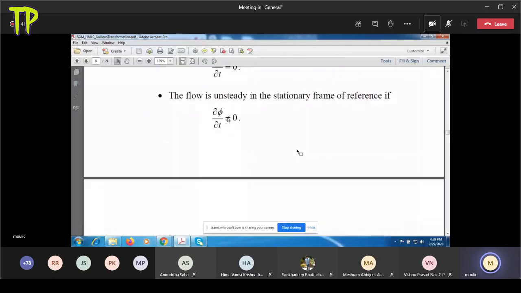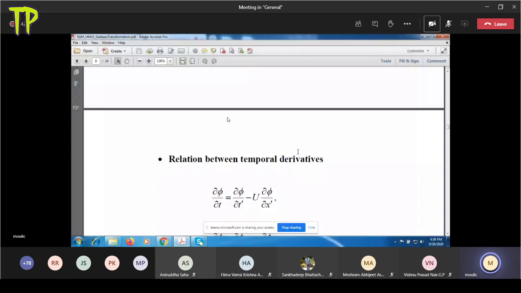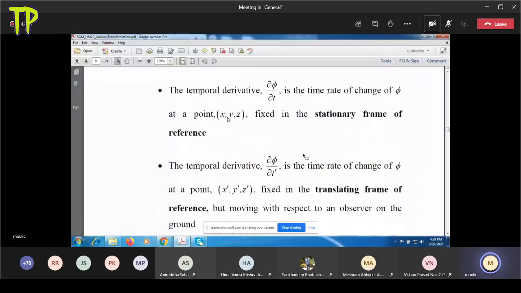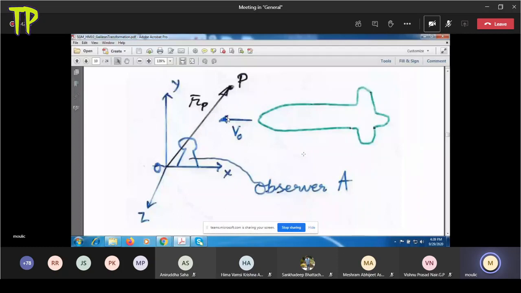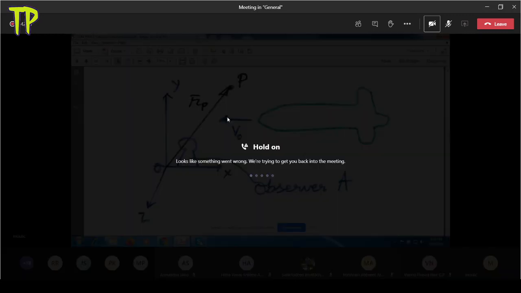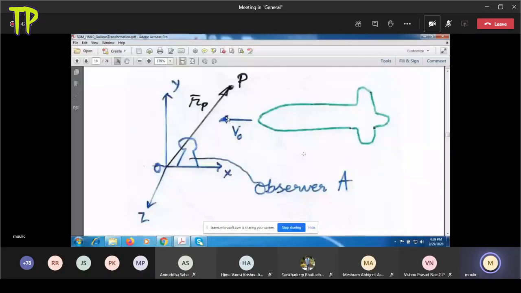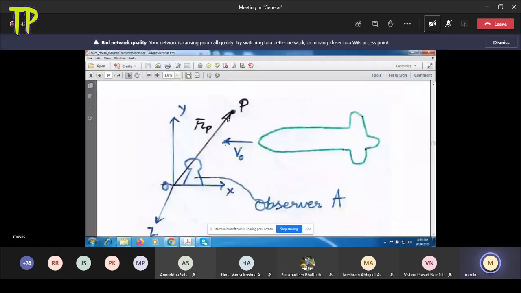Okay, so let us come back to the discussion which we had yesterday. This has some relevance to the Pelton turbines, but to fix ideas, the plane is moving to the left with a velocity v0.